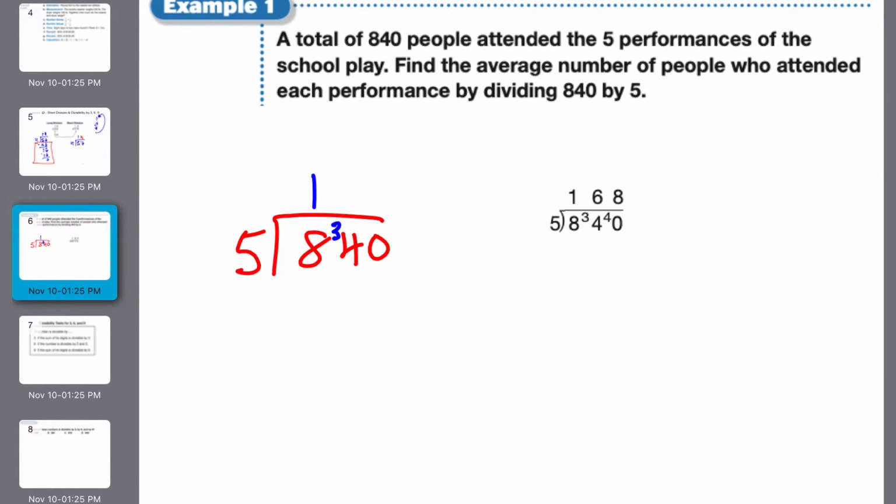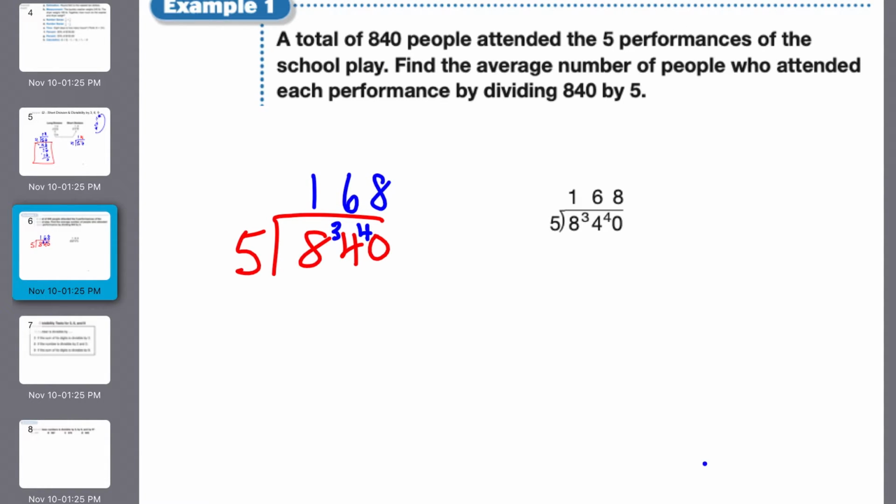34 divided by 5. 5 times 6 would give me 30. 34 minus 30 is 4. So now I have a 4 over here. And I have 40 divided by 5. 40 divided by 5 goes in 8 times. 5 times 8 is 40, so I'm done. That would be the short division way to do that problem.